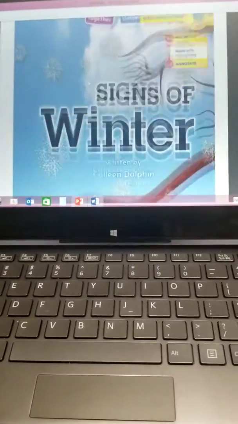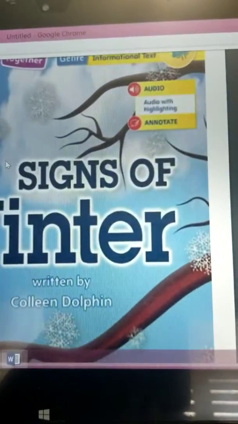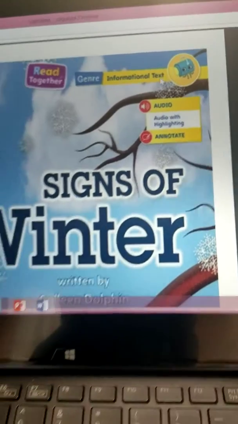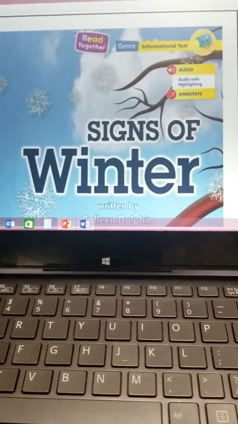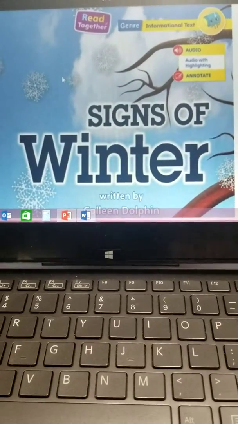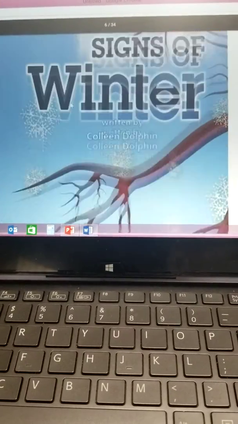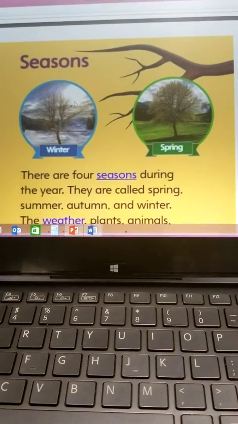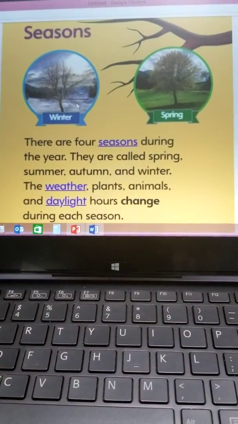Your next story, Signs of Winter, is an informational text. Remember what an informational text is? It's going to be a text that gives us information. It's going to be nonfiction, which means it's real facts. This one's going to be about seasons.